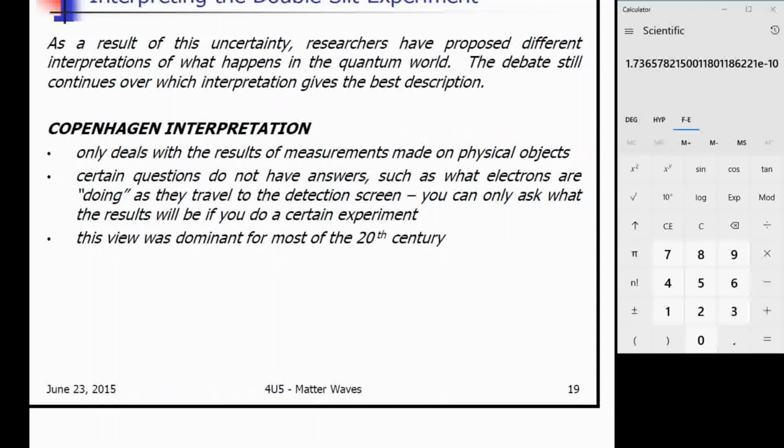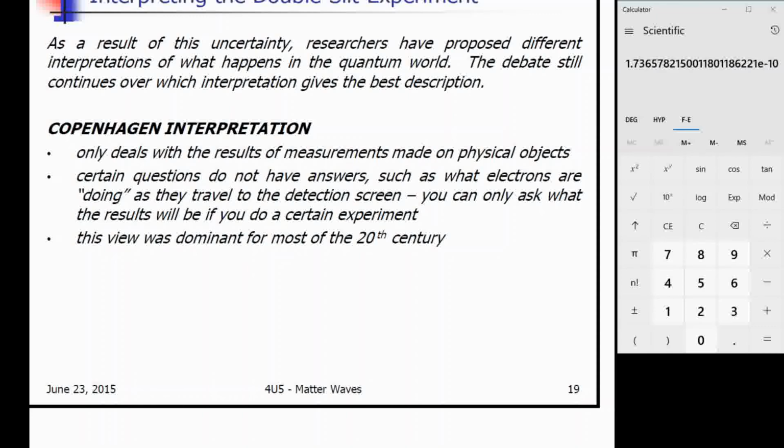With the Copenhagen interpretation, it only discusses what we actually do or observe. It does not use any theoretical ideas, such as multiple universes, or collapses, or pilot waves. It interprets only the physical laws in terms of information about actual measurements that are made in a quantum mechanical system. So it basically says that there are certain questions that do not have answers. What electrons do as they travel to the screen, there is no answer to that. We can only say what happens. We only look at the results of the experiment.